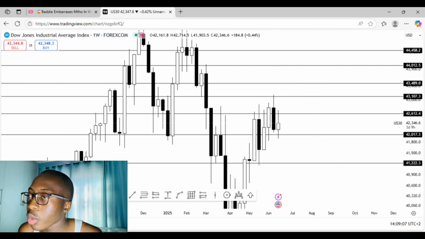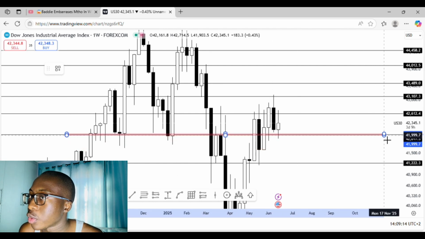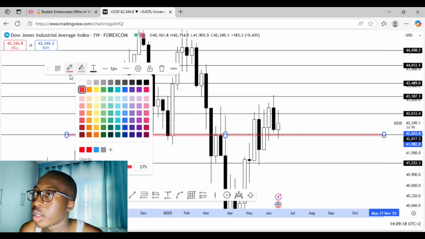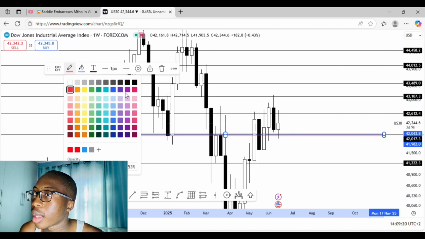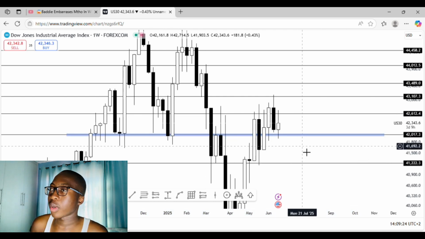So we have a beautiful zone where the market rejected. Let me just use the blue color. We have a beautiful zone. So what are we looking for?